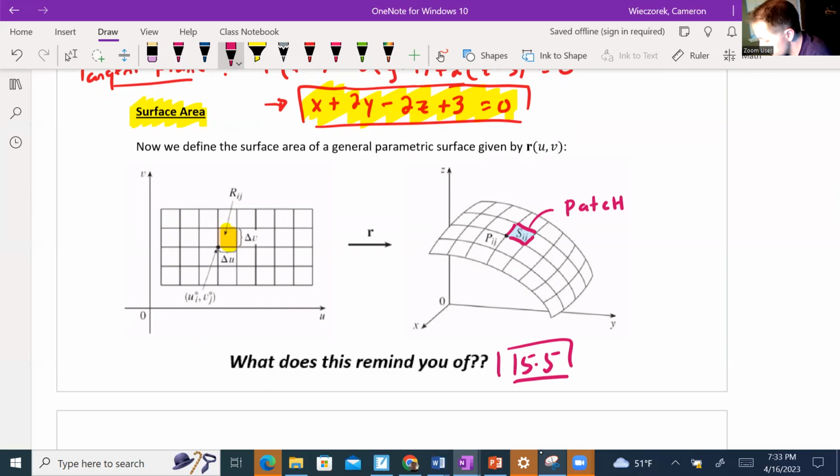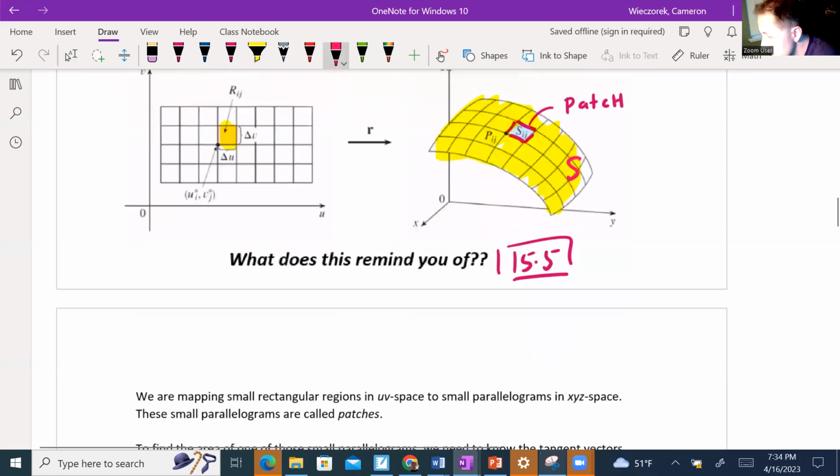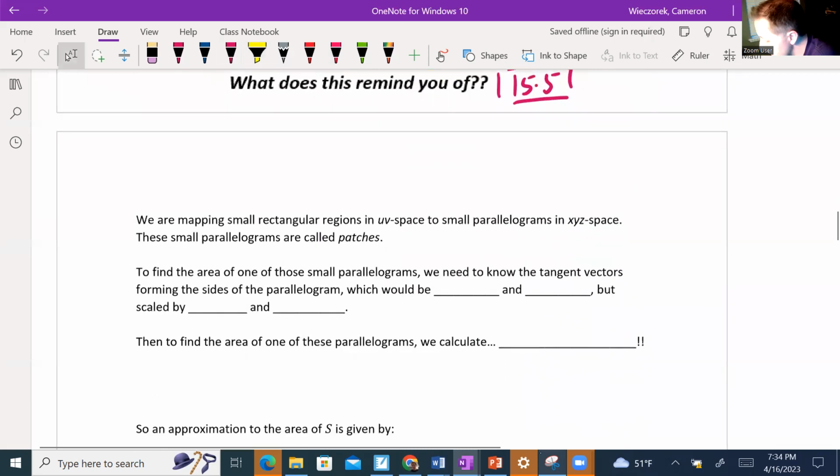And so we want to figure out, how do we find the area of one of those patches? Because if I can find the area of one patch, and then I sum across all these patches, essentially what I'm going to get is an approximation for the area of this surface right here, which is S. So I'm going to focus on one patch and see what I can do with that. So we're mapping a small rectangle in the UV space to a small little approximated parallelogram. It's got some curviness to it, but we're going to use a parallelogram to approximate it. And that little curvy parallelogram is what we call a patch. That's what I outlined on the last page.